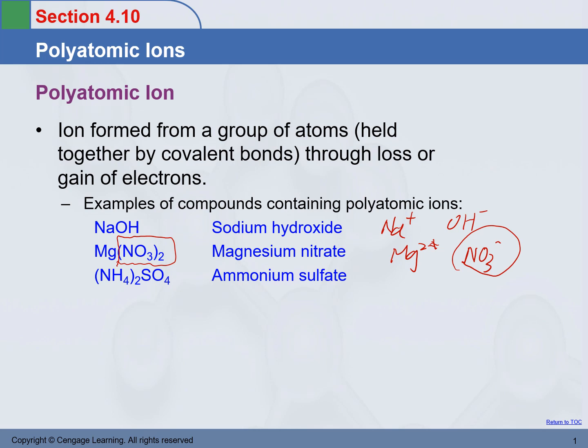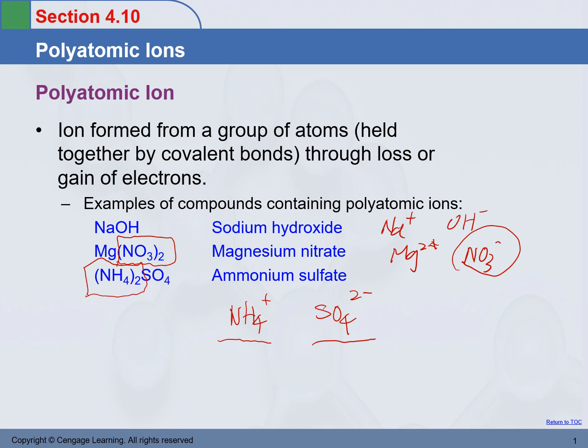Next one, ammonium sulfate. Both the positive and the negative ions are polyatomic ions. The positive ion is an ammonium ion, and the negative ion is a sulfate ion. Sulfate ion has 5 atoms in it, 1 sulfur, 4 oxygen. Because sulfate ion carries 2 minus, and ammonium ion carries 1 plus, you need 2 ammonium ions to combine with 1 sulfate ion.